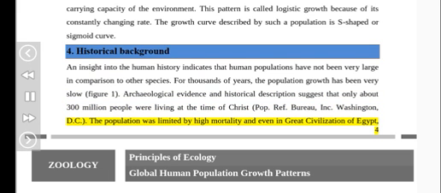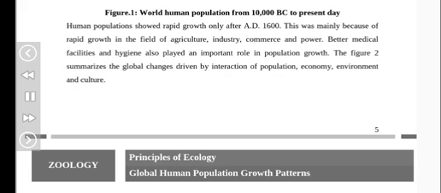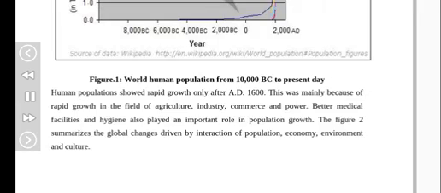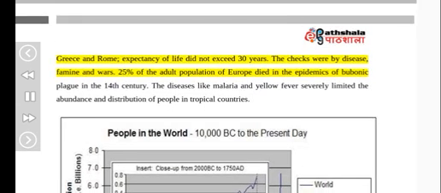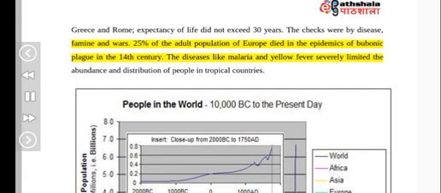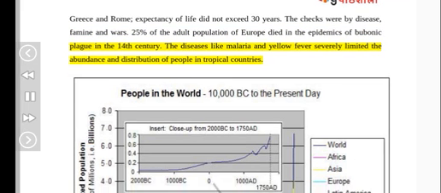The population was limited by high mortality, and even in the great civilizations of Egypt, Greece and Rome, expectancy of life did not exceed 30 years. The checks were disease, famine, and wars. 25% of the adult population of Europe died in the epidemics of bubonic plague in the 14th century. Diseases like malaria and yellow fever severely limited the abundance and distribution of people in tropical countries.